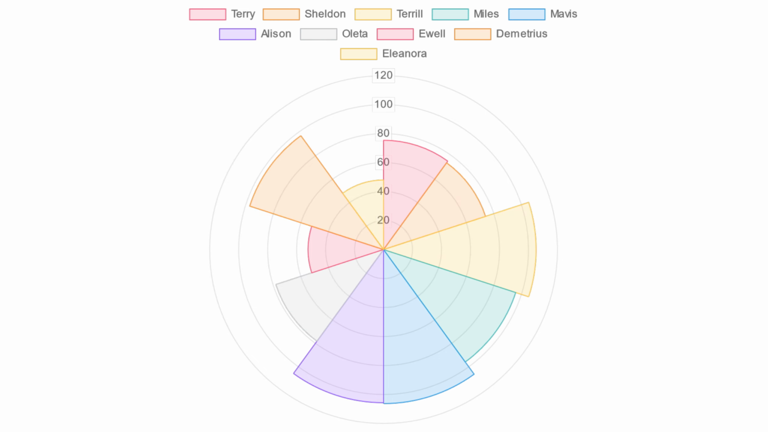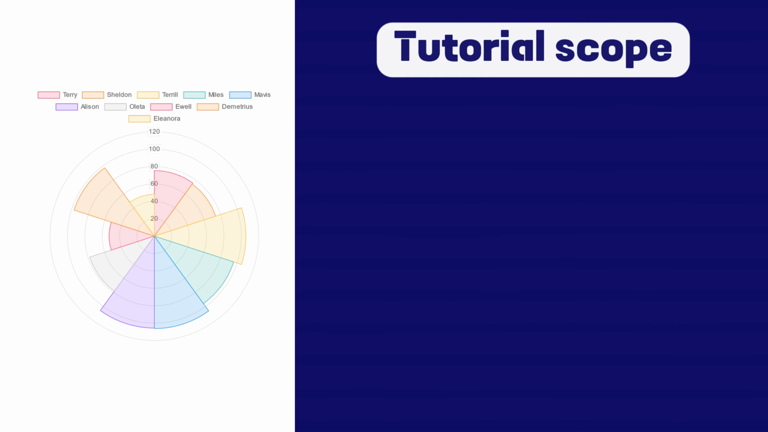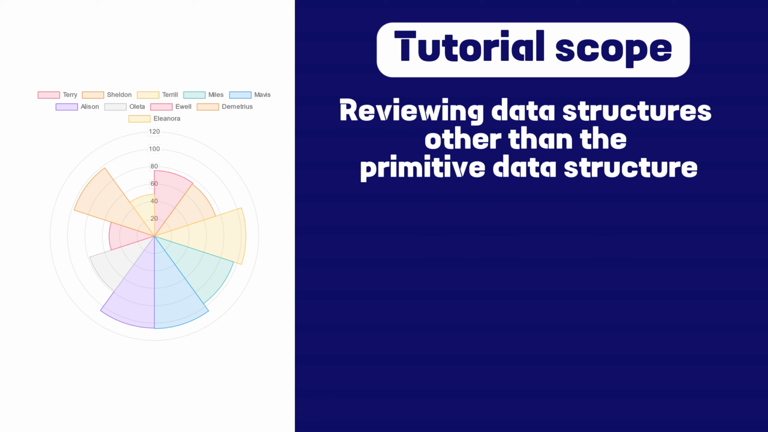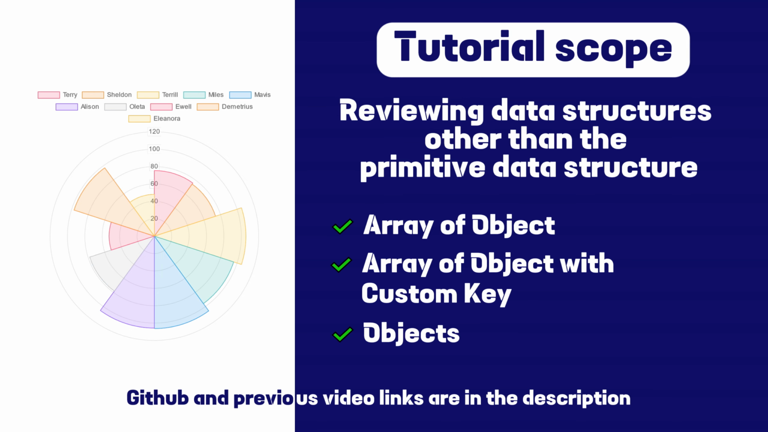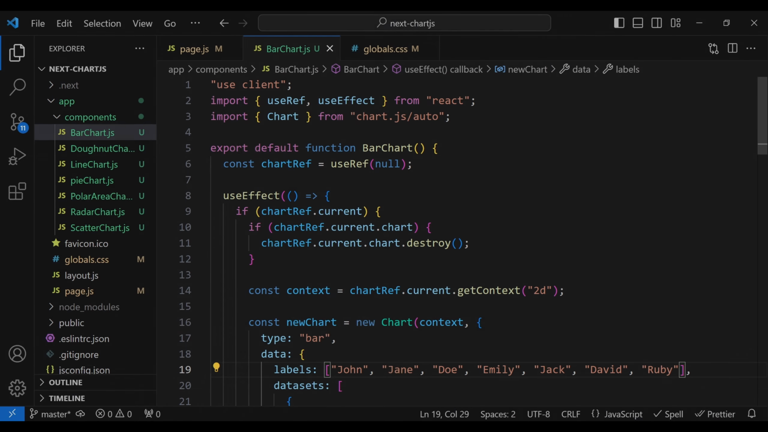In our previous video we explored radar, line and scatter charts. Now we are taking a deep dive into the data structures used in Chart.js. Chart.js supports data in different formats such as arrays and objects. Let's explore these data formats.